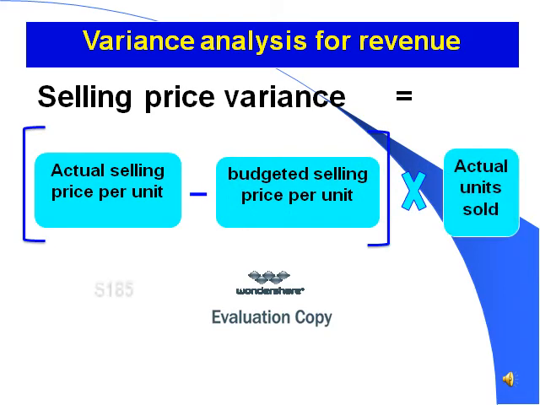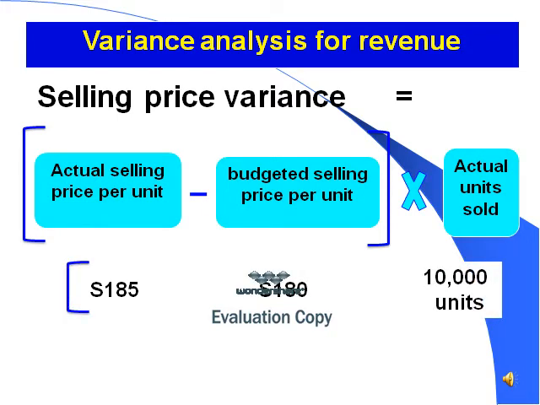For example, if actual selling price per unit is 185, budgeted selling price per unit is 180, and the actual units sold equal 10,000 units, then the selling price variance equals 185 minus 180 times 10,000 units, equal 50,000. Favorable or unfavorable? Favorable. Why? Because the actual selling price is greater than the budgeted selling price. That means the performance in this company is good.